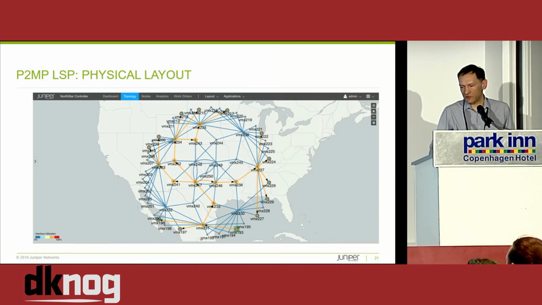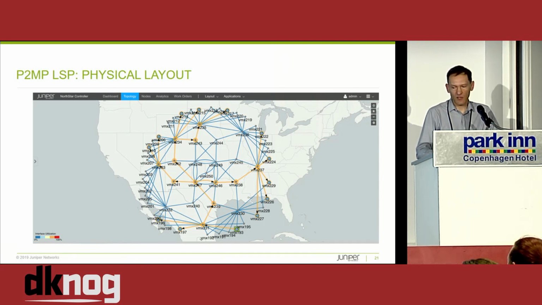So the ingress of that is the node with the small green square around it, that denotes the ingress. And you can see the branches of this P2MP LSP, with that orange color code. So you can see where this P2MP LSP starts, where it branches off to, and what the destination nodes are. And this is a live view because this is coming from PCEP reporting from the network.